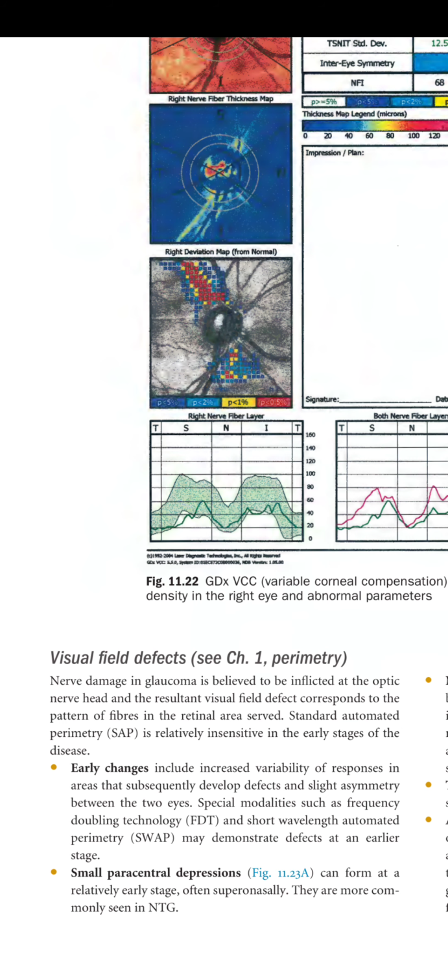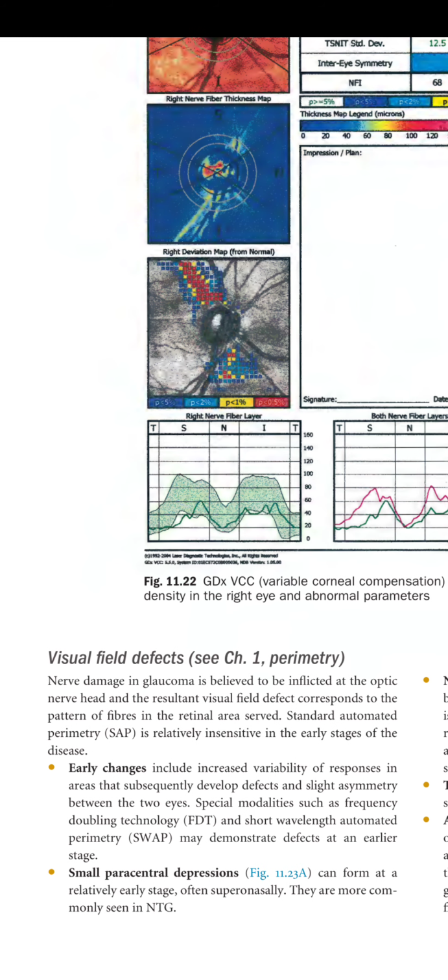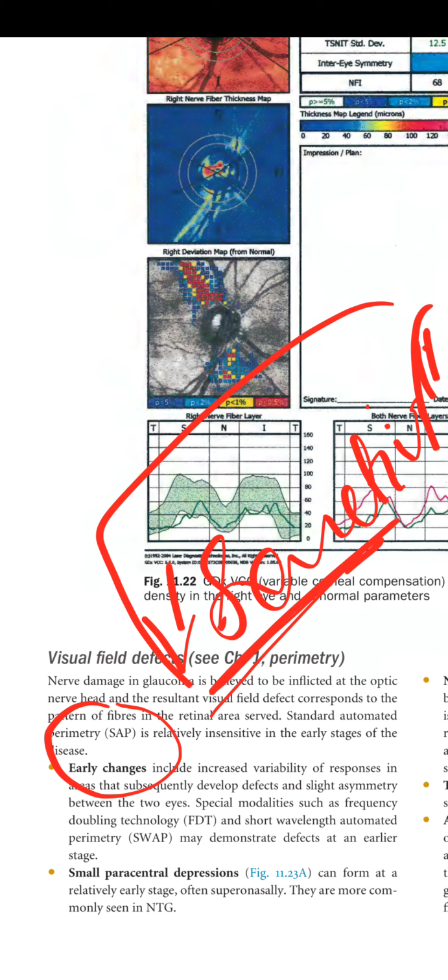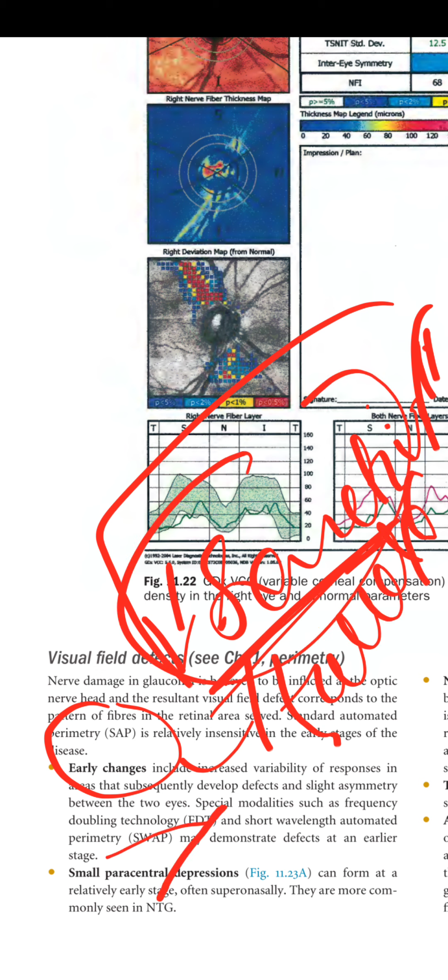So what will be the early changes in a patient of glaucoma? Early changes include increased variability of the responses in the areas that subsequently develop defects, and slight asymmetry between the two eyes. Special modalities such as frequency doubling technology, FDT, and short wavelength automated perimetry may demonstrate the defect at an earlier stage. Basically, in the early stages there will be decreased sensitivity to the stimulus, a generalized decrease, but especially in the area that is going to be the full blown defect in the future, and there will be a difference between the two eyes.